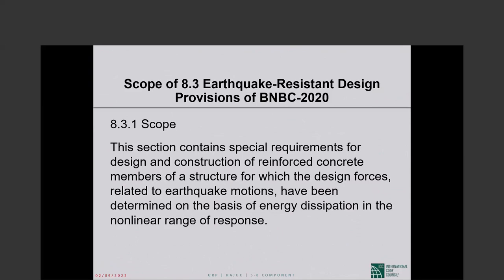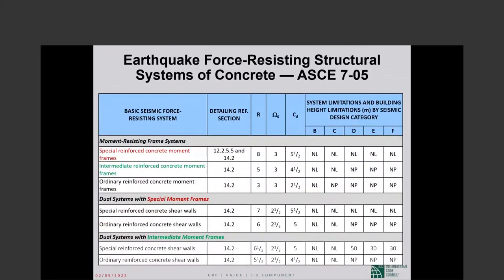Now, the scope section of BNBC 2020, section 8.3 says, this section contains special requirements for design and construction of reinforced concrete members of a structure for which the design forces related to earthquake motions have been determined on the basis of energy dissipation in the nonlinear range of response. Okay, so this is acknowledged up front. You are being told that the requirements are based on this energy dissipation in the inelastic range.